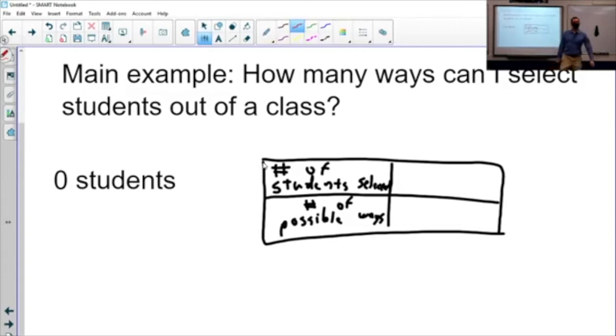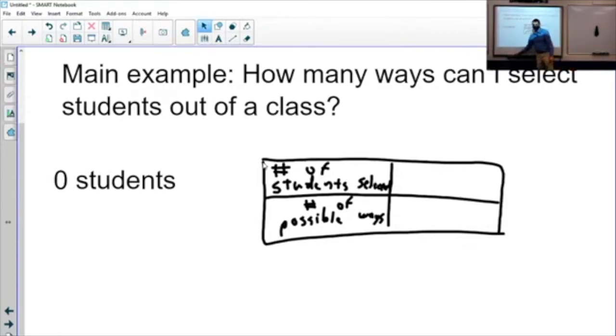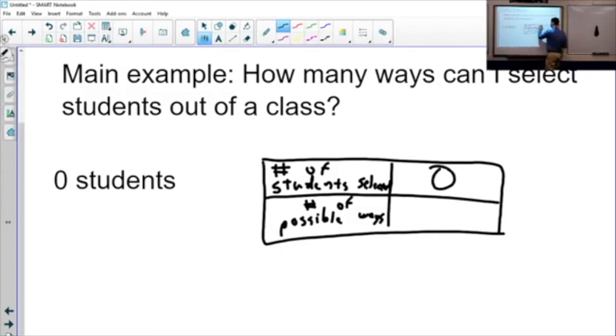So let's start with the case where I have no students in the class. That's a very sad time. And so if I have nobody there, what are the different possibilities of the number of students I could select out of 0? 0. How many ways can I select nobody? 1. I could select no one, and then be very sad because I don't have any young minds to educate. There's only one way that can happen.